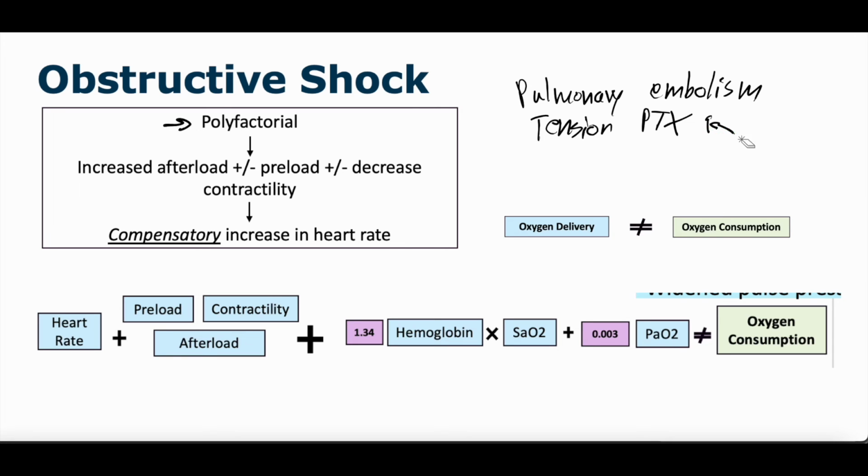So you can see here that, more so than the other categories, there are a lot of polyfactorial causes. Another big thing is cardiac tamponade. So cardiac tamponade is that the heart is encased in a pericardial sac, right? And this pericardial sac can sometimes fill.